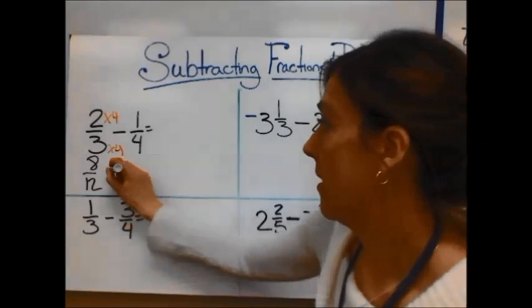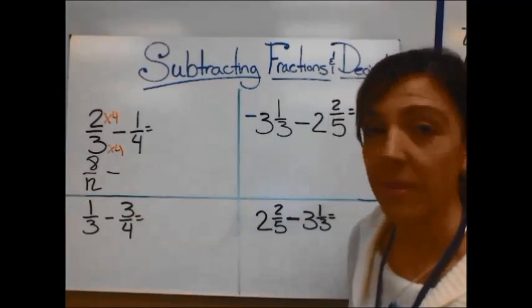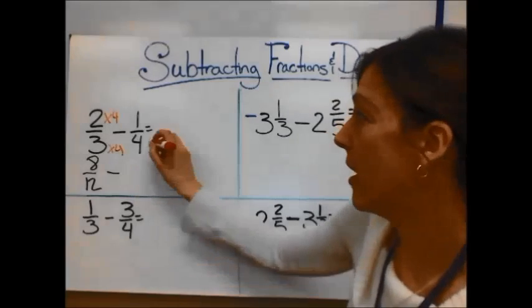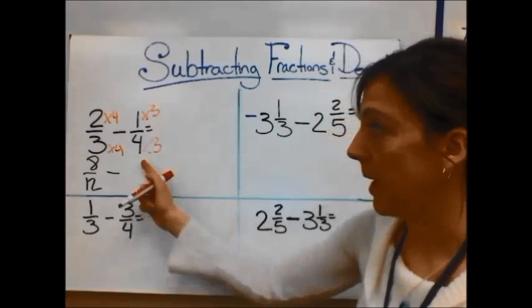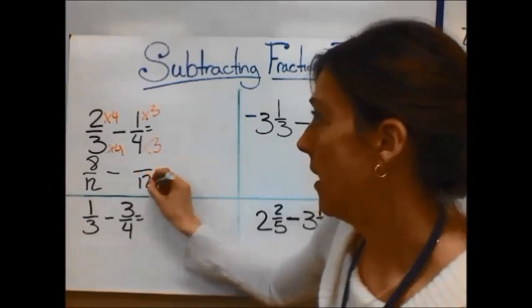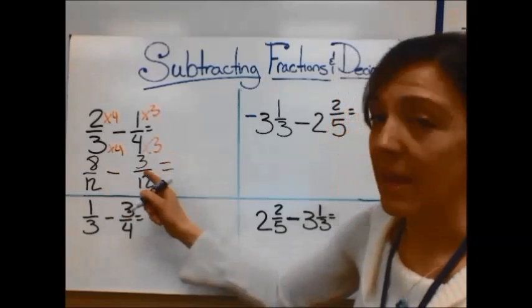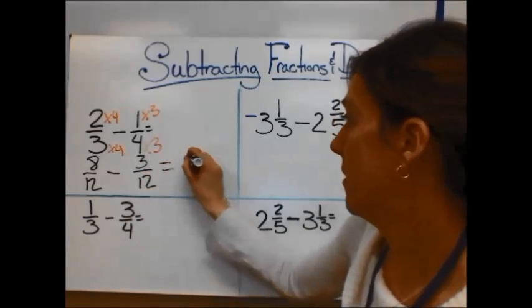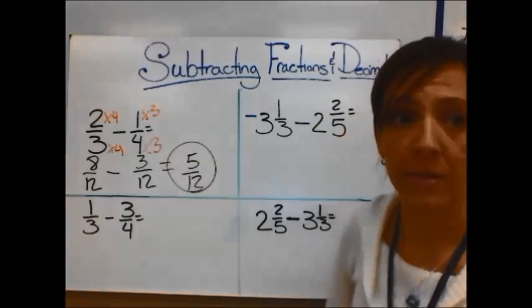Now, I need to create a fraction with a common denominator here. So 4 times 3 and 1 times 3 gives me a denominator of 12 and a numerator of 3. 8 minus 3 is 5. And the answer is 5/12.